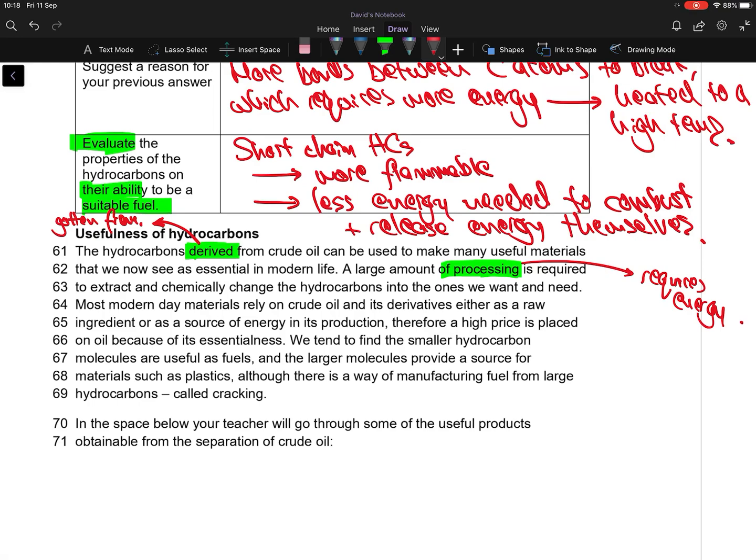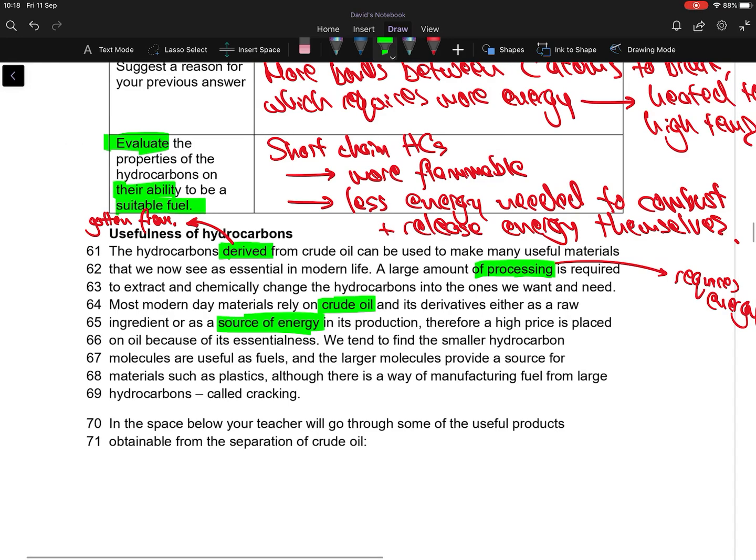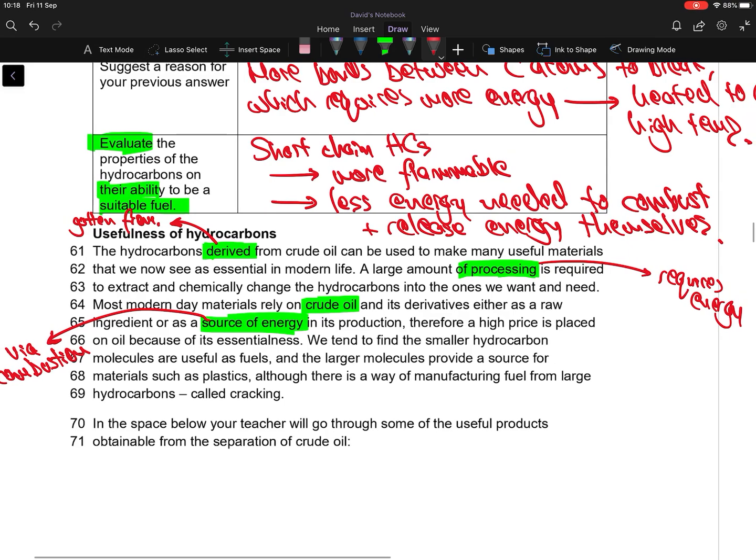Most modern day materials rely on crude oil and its derivatives, so the things it's made of, either as a raw ingredient or as a source of energy in its production. So how do we get energy out of elements of crude oil? Via combustion, via burning these fractions of crude oil. Therefore, a high price is placed on oil because of its essentialness. So it costs a lot.